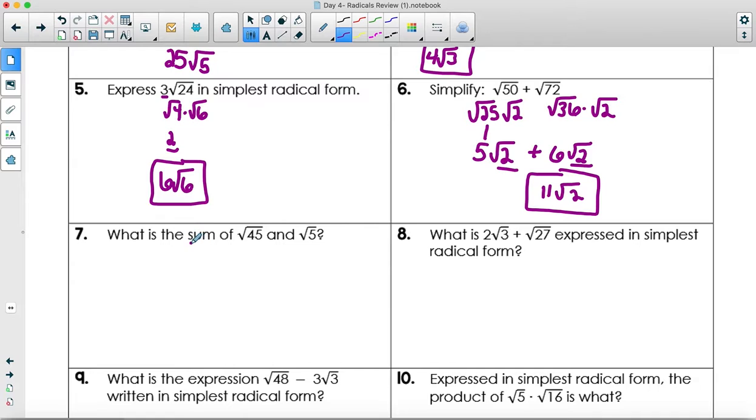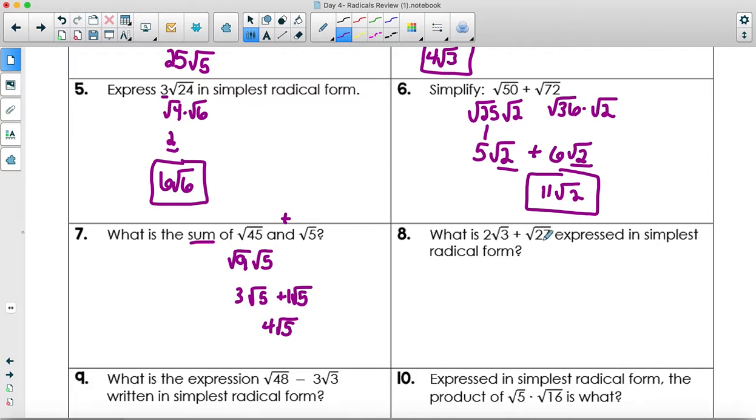Number 7, sum means you're adding. I'm going to break radical 45 down to radical 9 times radical 5, and the square root of 9 is 3. So I have 3 radical 5 and radical 5 being added, and 3 plus the 1 that would be there is 4 radical 5.